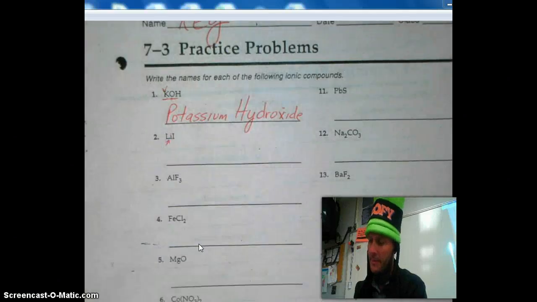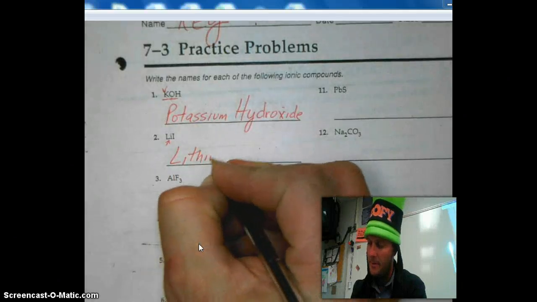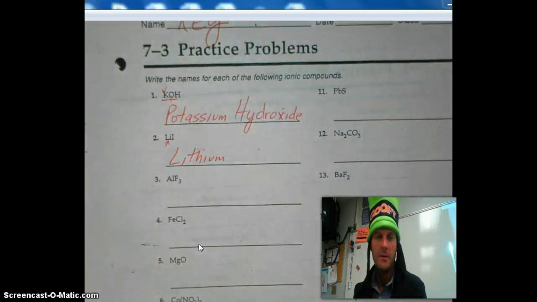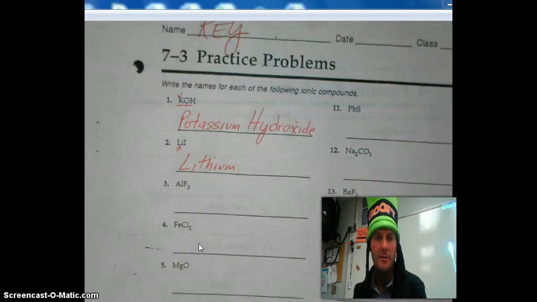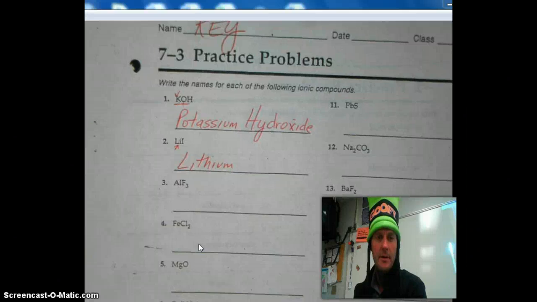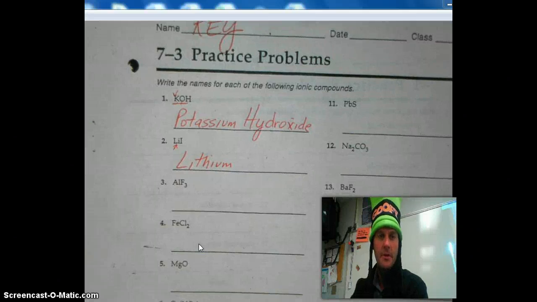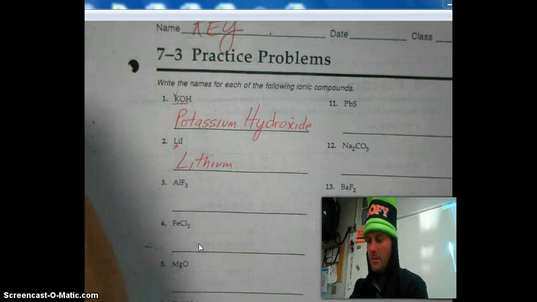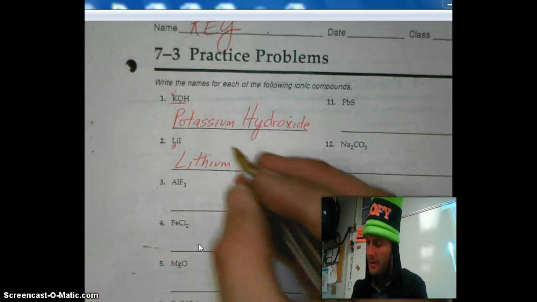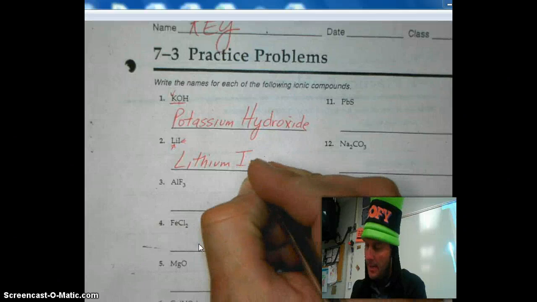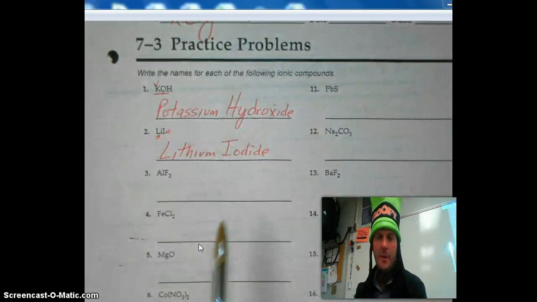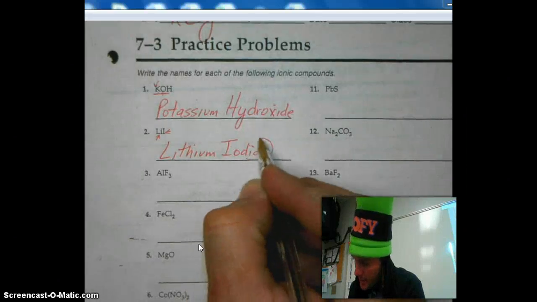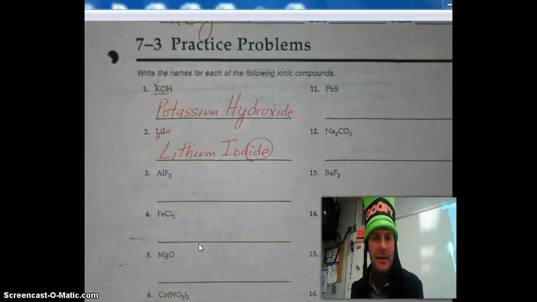Same thing here. Name your cation first, lithium. Now, lithium is not a D block metal. It is found in group 1A. So now all you have to do is name your anion, iodide. Now, if it comes off the periodic table in your notes, instead of saying lithium iodine, you need to say lithium iodide. So it always gets the IDE ending. Okay?